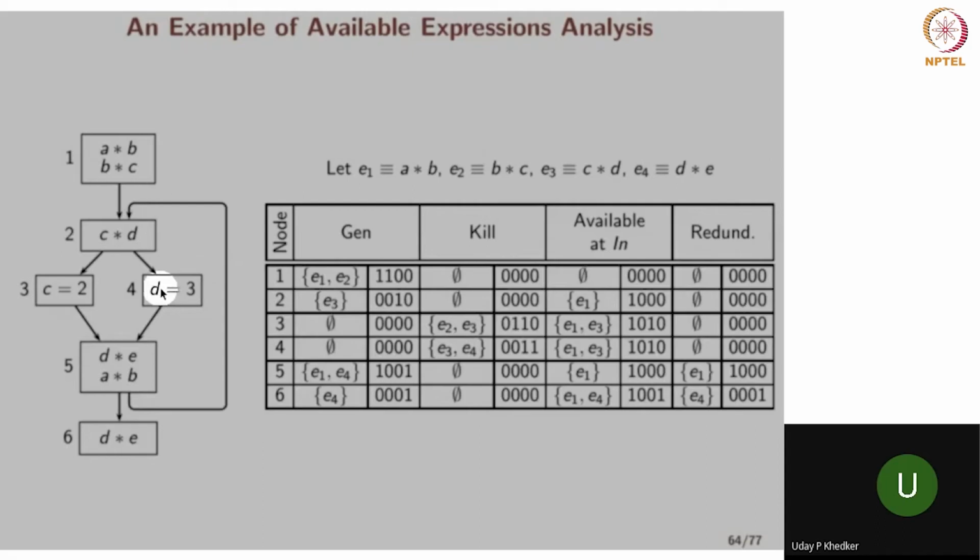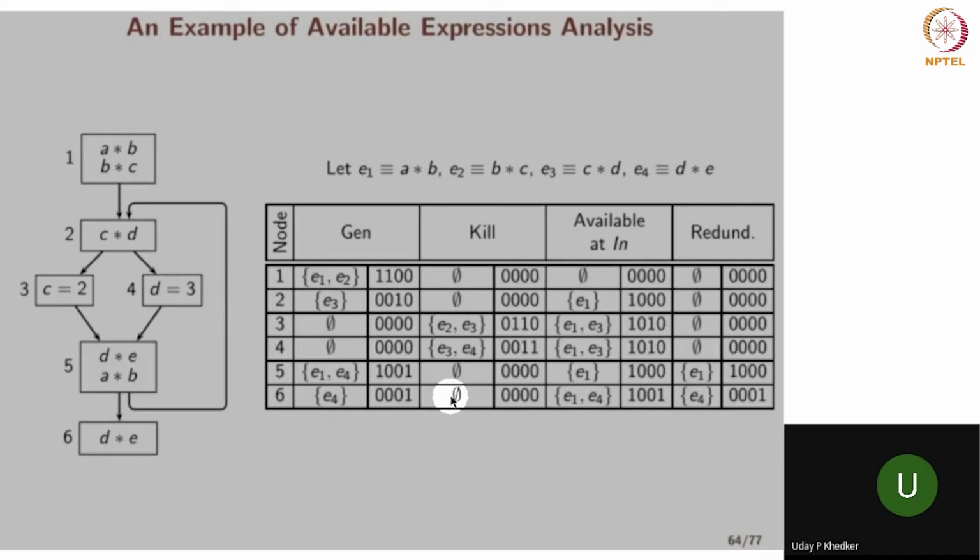Basic block 4 contains an assignment to D. D is a part of E3 and D is an operand of E4 as well. So basic block 4 kills the availability of E3 and E4. Basic block 5 generates the availability of E1 and E4 and does not kill availability of any expression. Basic block 6 contains the availability of E4 and it does not kill the availability of any expression. Okay, so this is the gen and kill set.